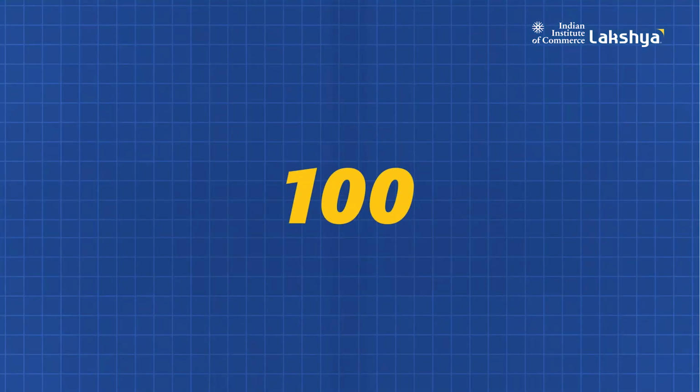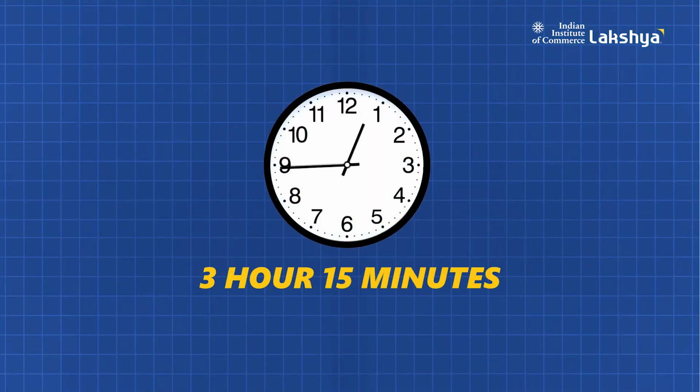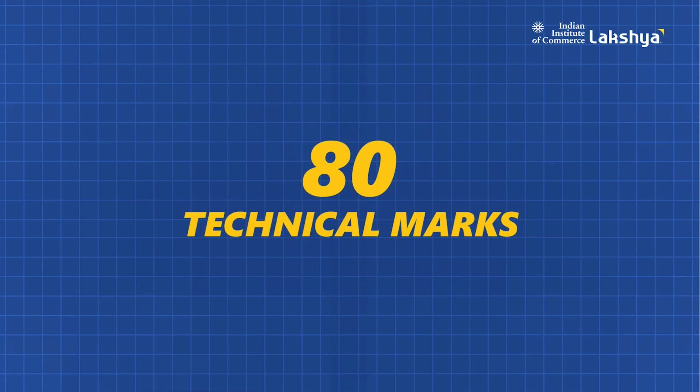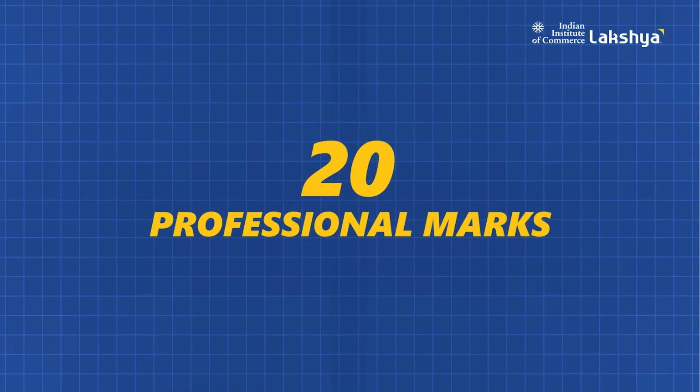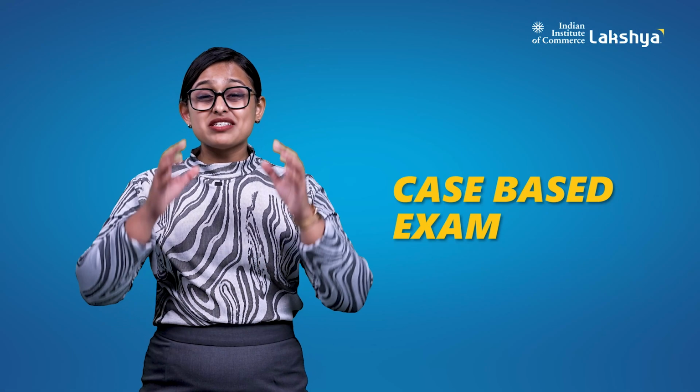Paper number 1, SBL, Strategic Business Leader. It's a 100 marks exam, 3 hours 15 minutes, 80 marks technical, 20 marks professional skills marks. Now it is a case-based exam. They give you a fictitious organization, an organization that does not exist in real life, and they ask you a lot of questions based on this because you are a strategic business leader. You're a business leader. So they ask you a lot of questions based on that.